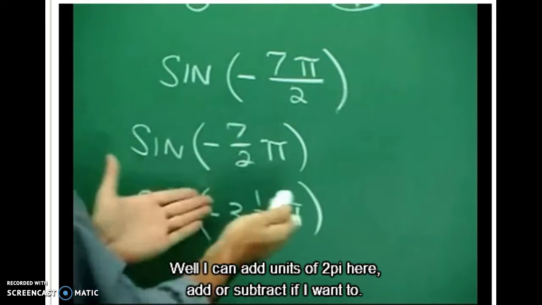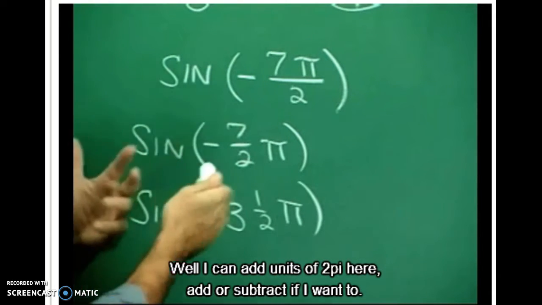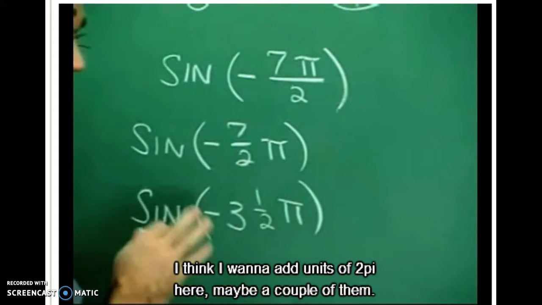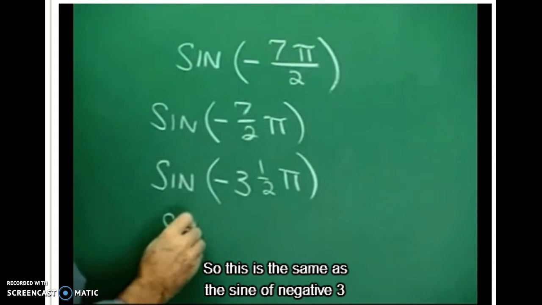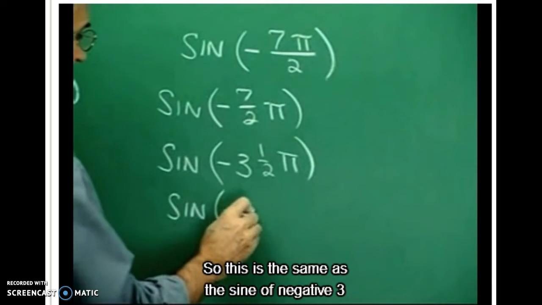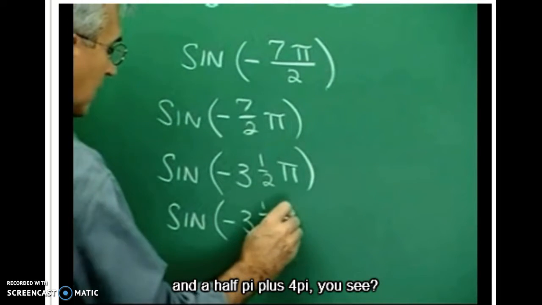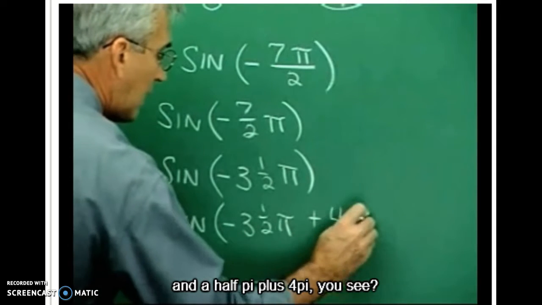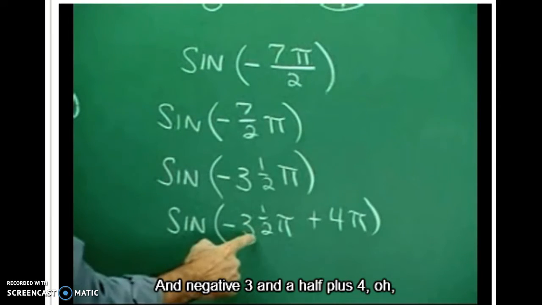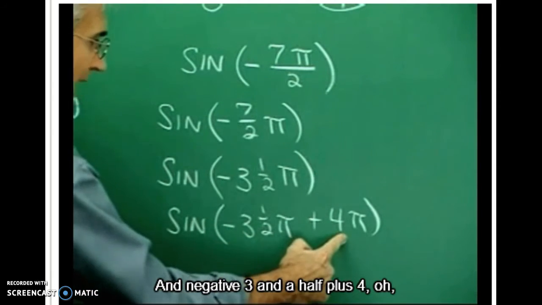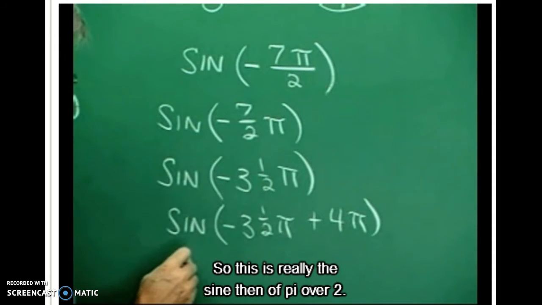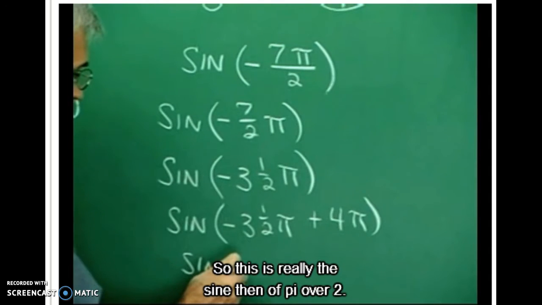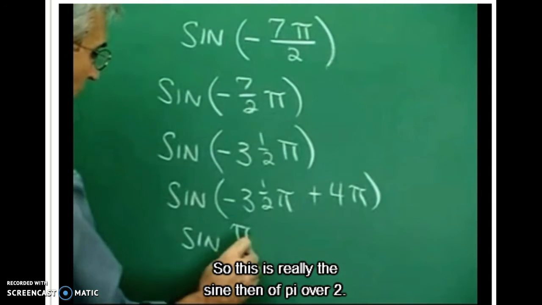Well, I can add units of 2 pi, or subtract if I want to. I think I want to add units of 2 pi here, maybe a couple of them. So this is the same as the sine of -3.5 pi plus 4 pi. You see, and -3.5 plus 4, oh, that's half a pi, or pi over 2. So this is really the sine, then, of pi over 2.